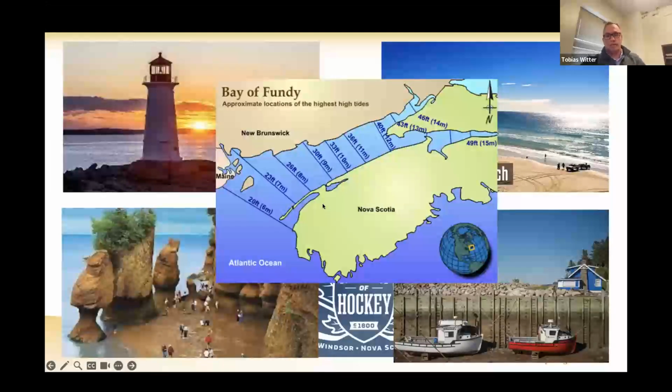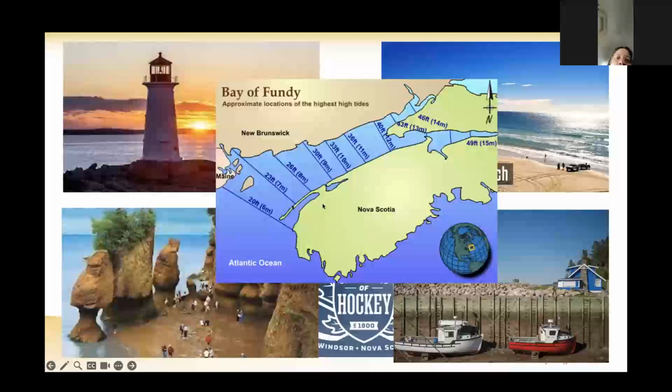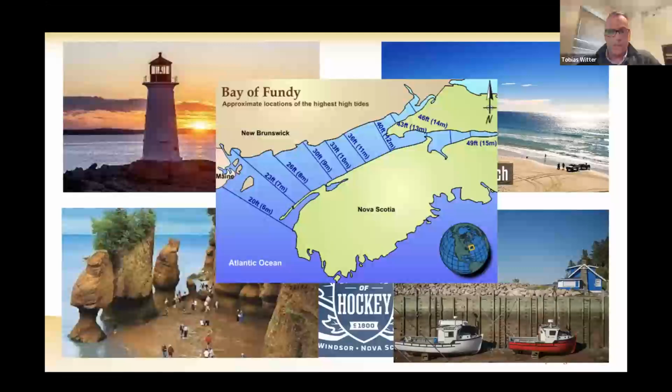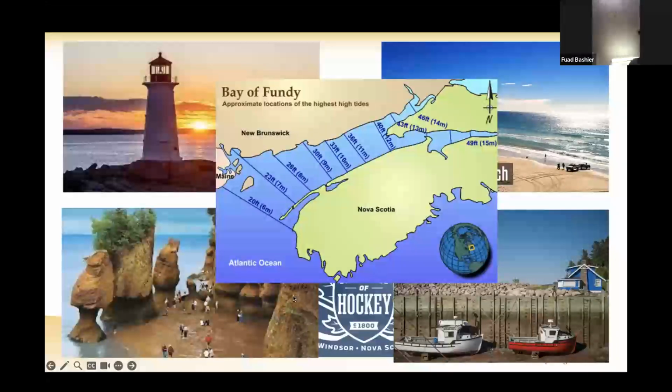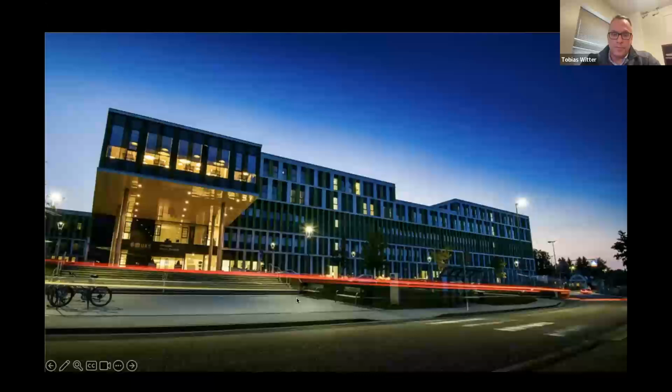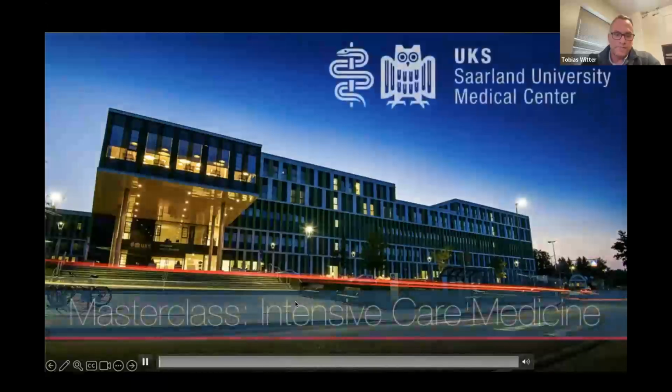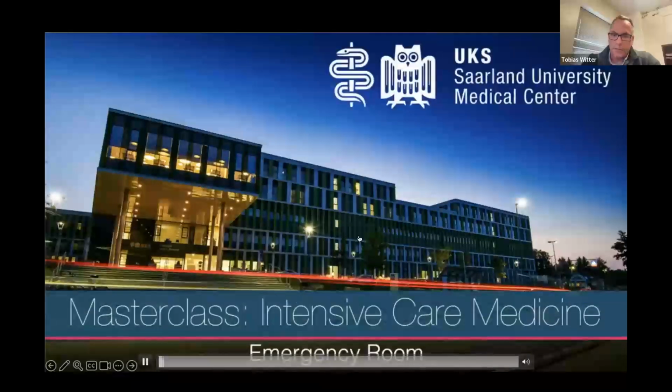We do have the highest tides in the world here, up to, what's that? Up to 16 meters between ebb and flow, and it's quite something. And as you can see, it leads to boats sitting dry on ebb, and then leads to these pictures here at times. You've seen the video. I'm not going to repeat it for the sake of time, and we're already a little bit delayed. So we'll just skip that.